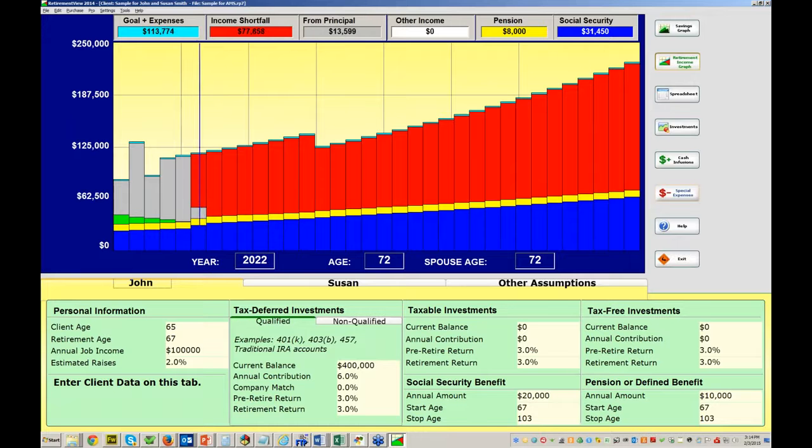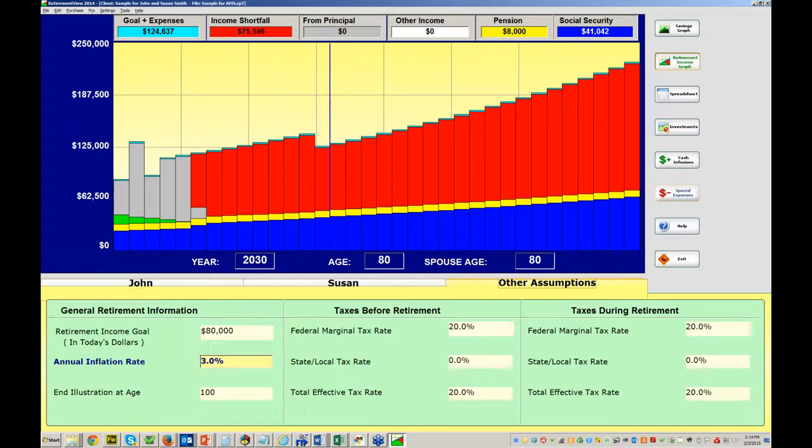Regardless, John and Susan are running out of money over here. They just don't have enough to cover all this. So if we go to other assumptions, 80,000, maybe they can live on 70,000.